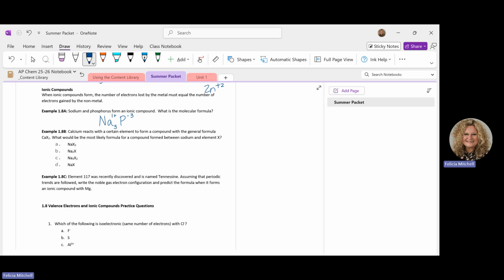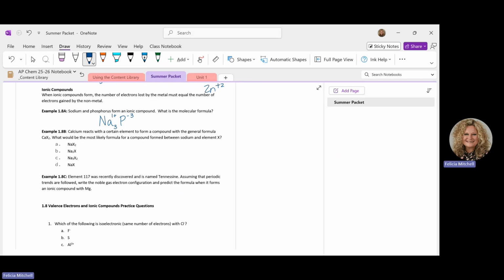Now, we've done that where we've shown the Bohr model, and we've made the dots like the electrons and used arrows and moved them around. You can look at it that way if you like. A lot of people look at it as crisscrossing the charge. We can talk about that when we come back.